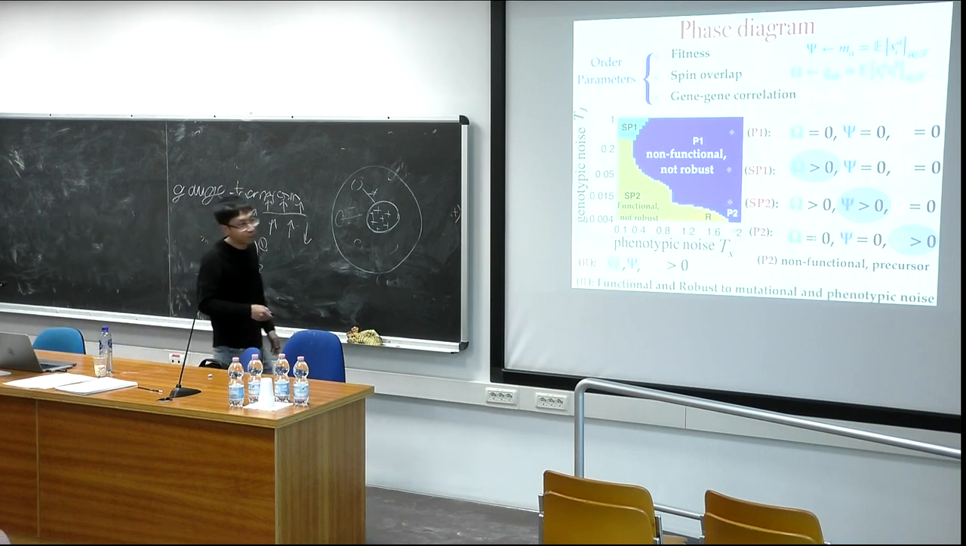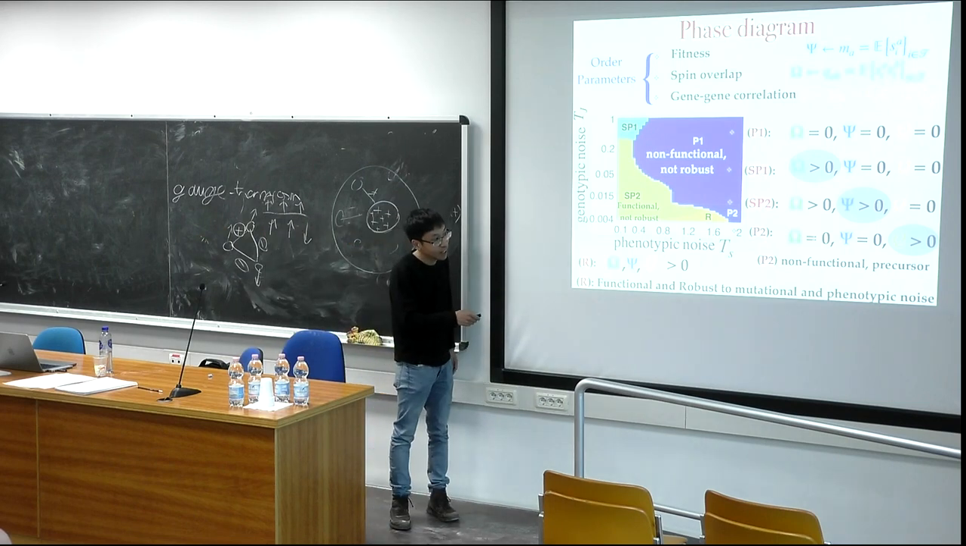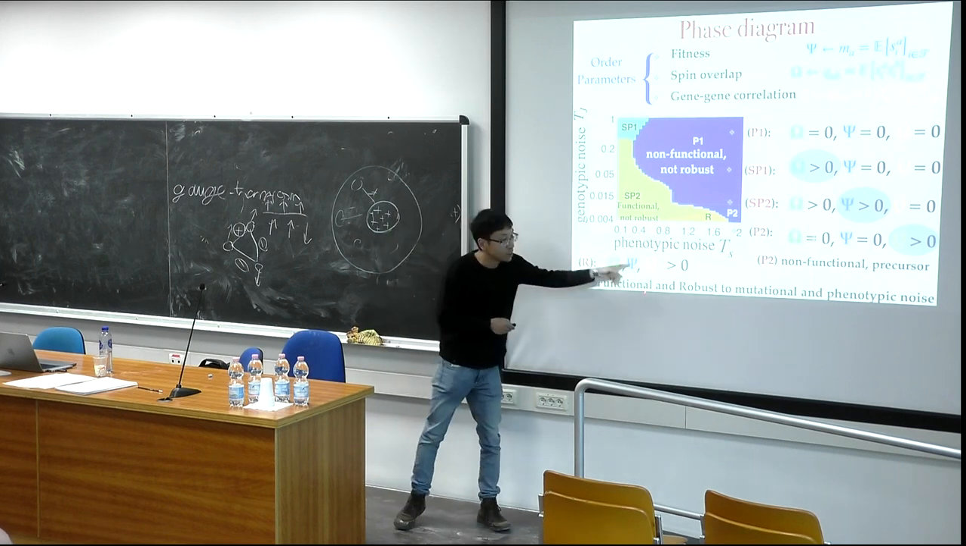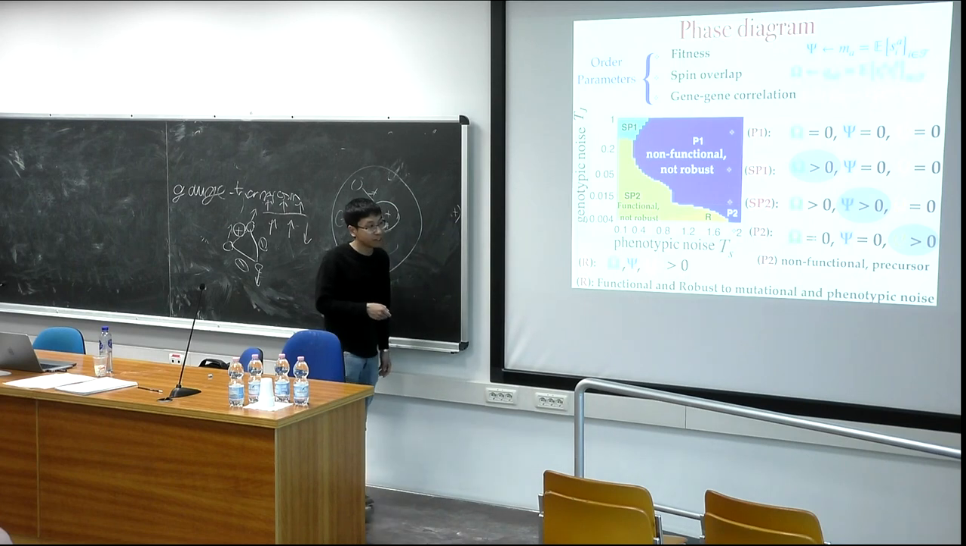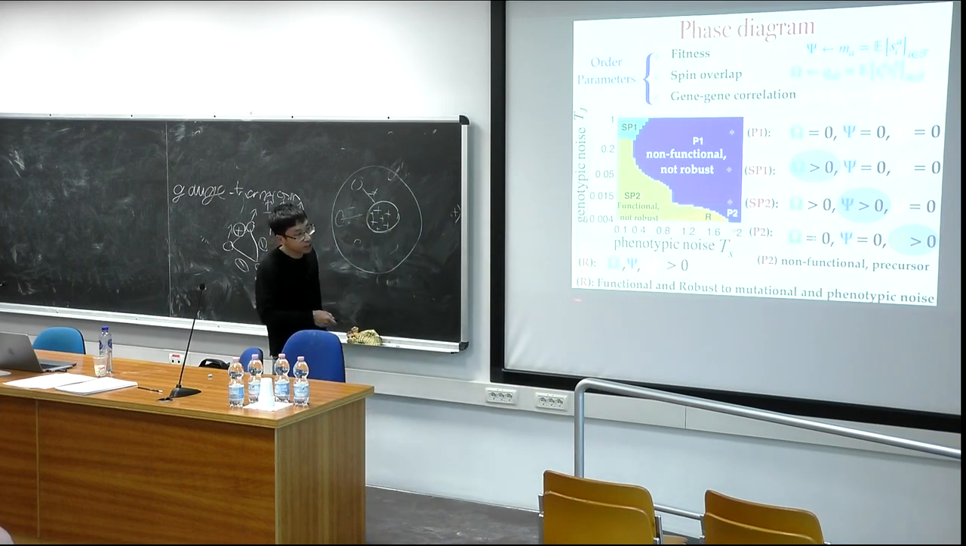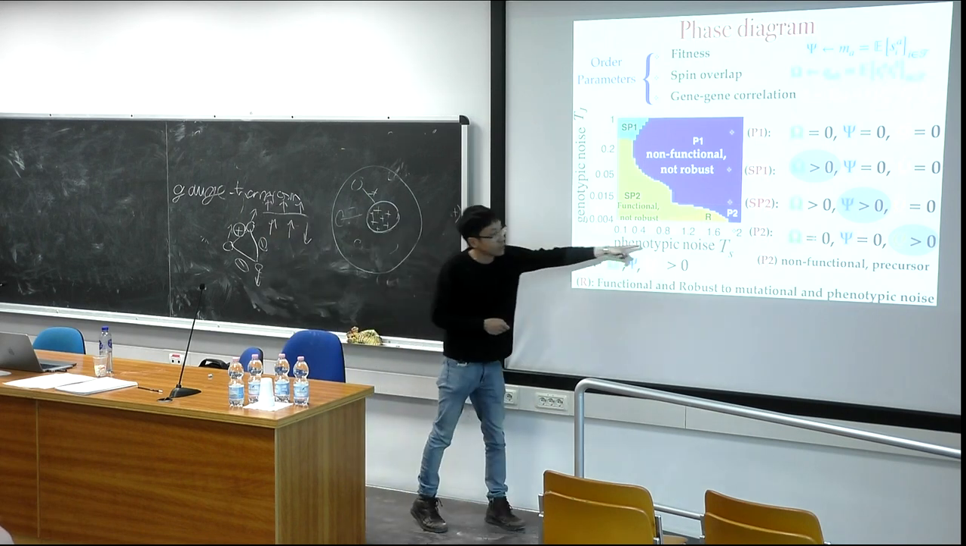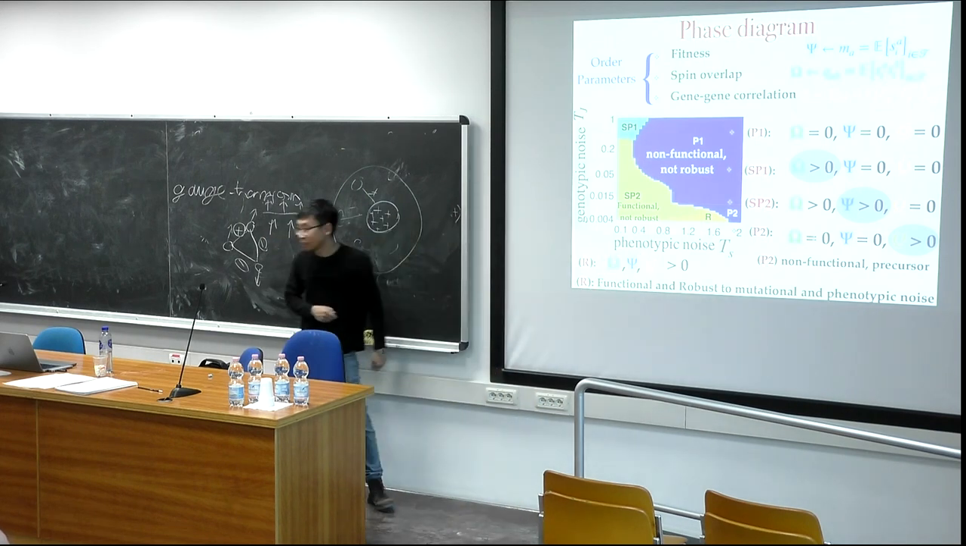Now we found that in that R region, what we call the robust region here, you actually fulfill this requirement. You have all the other parameters having a high value, and we call it the functional and robust phase with respect to the phenotypic noise and the genotypic noise too.